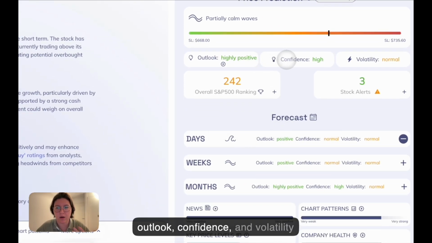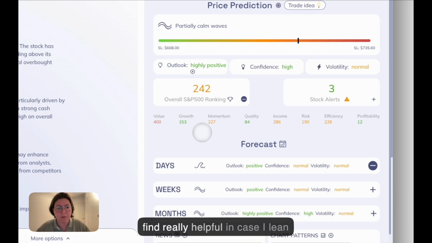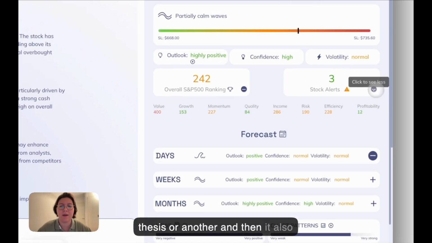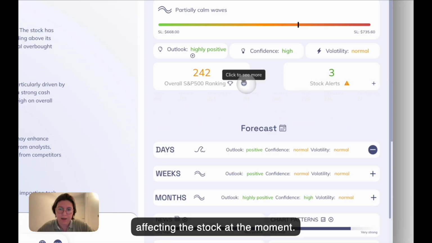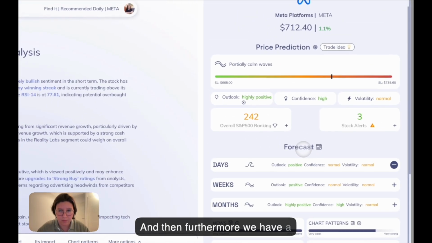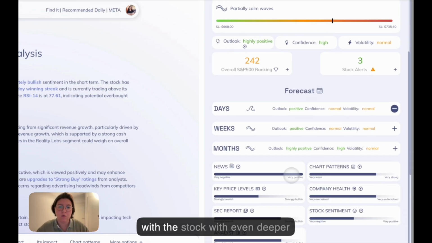It gives me the outlook, confidence, and volatility for the price prediction. It has an overall S&P 500 ranking, which I also find really helpful in case I lean towards a specific investment thesis or another. And then it also tells me about the stock alerts affecting the stock at the moment. Furthermore, we have a forecast in days, weeks, and months of what can be happening with this stock, with even deeper insight into specific variables such as news, key price levels, chart patterns if you're a more technical analyst, or fundamentals through company health.